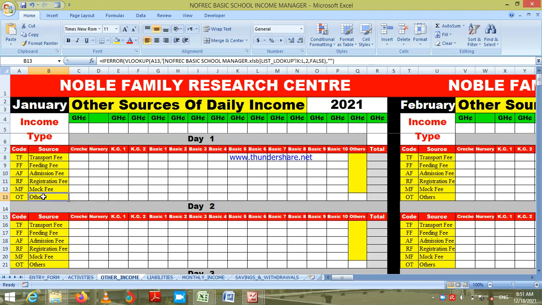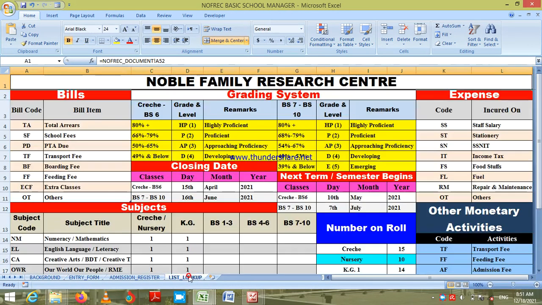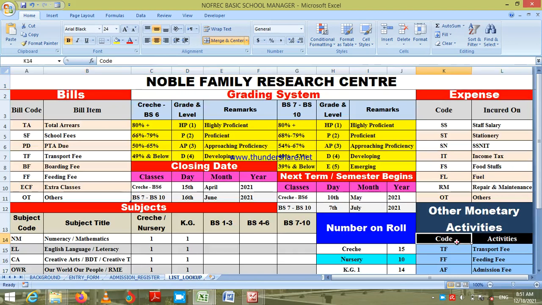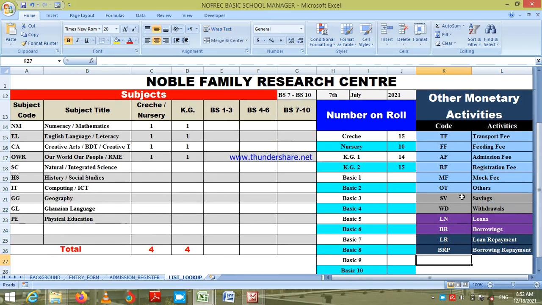So these are very important financial aspects which have to be acknowledged. And such changes, we can make changes to this on the master workbook. Come here, we have added a table here, other monetary activities. In the previous studies, we did not have this table, other monetary activities. And with this one, we have transport fee, feeding fee, admission fee, whatever.